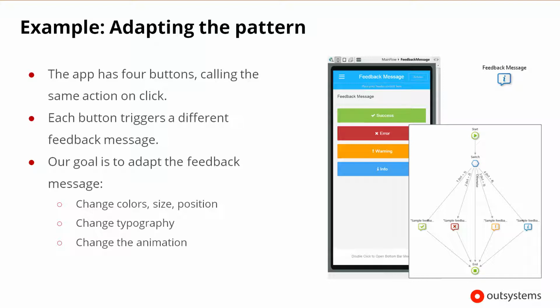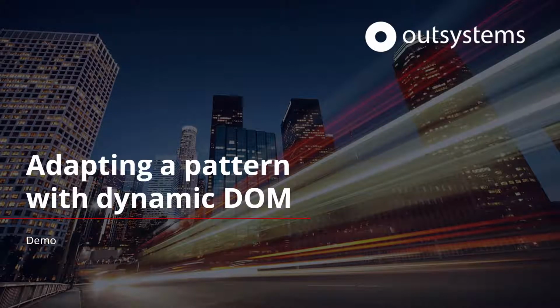In the following demo, we're going to adapt the feedback message pattern by changing the CSS to customize our sample application. In the application, we have a screen with four buttons, and each one of them triggers a different feedback message, one for success, one for error, one for warning, and then one for information only. Our goal is to change the colors, size, position, typography, and animation of these feedback messages.